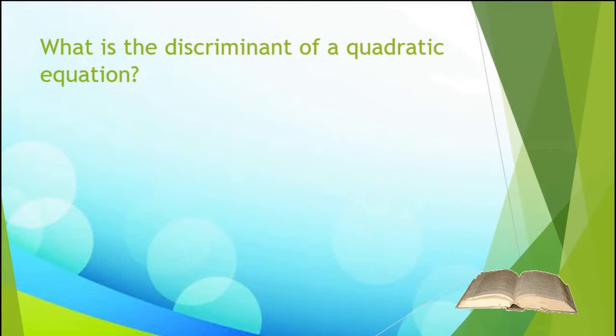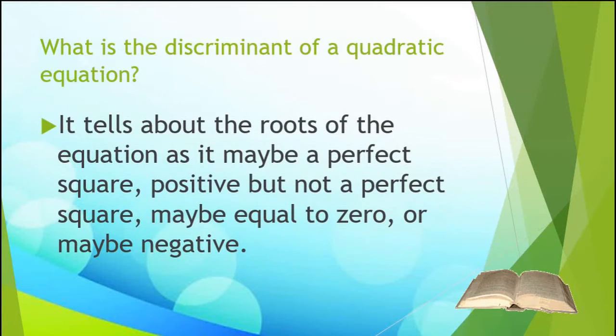What is the discriminant of a quadratic equation? It tells about the roots of the equation, as it may be a perfect square, positive but not a perfect square, may be equal to 0 or may be negative.